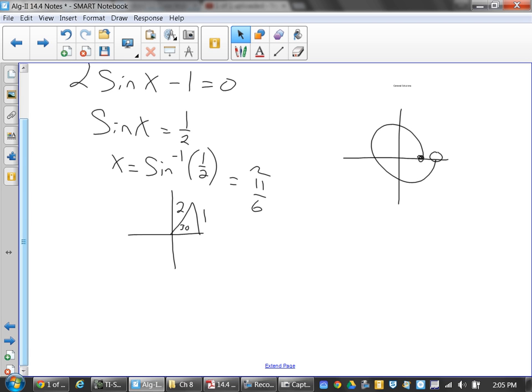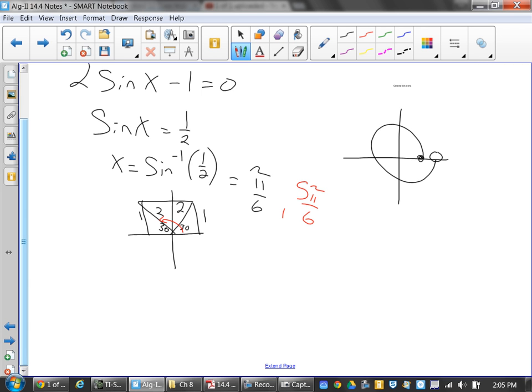What other quadrant is sine positive? Third? No, it's the second. Second quadrant, sine is positive. So if I have a reference angle here of 30, it's still 1 and 2. But what is that theta value? What is it? 150, otherwise known as 5 pi over 6.